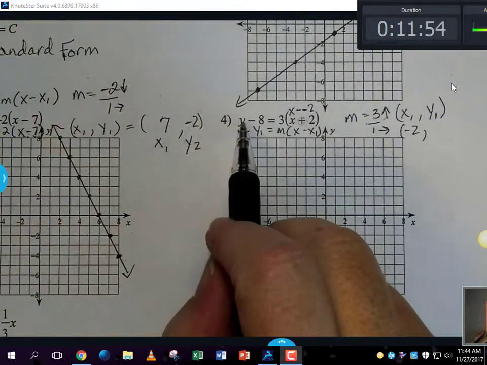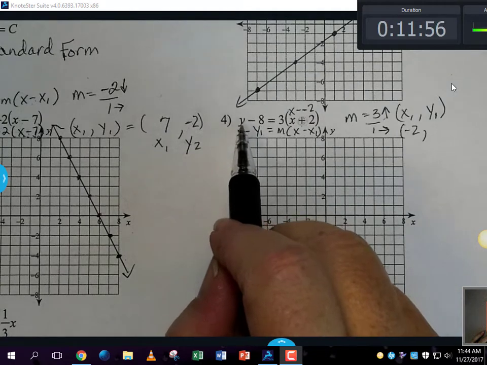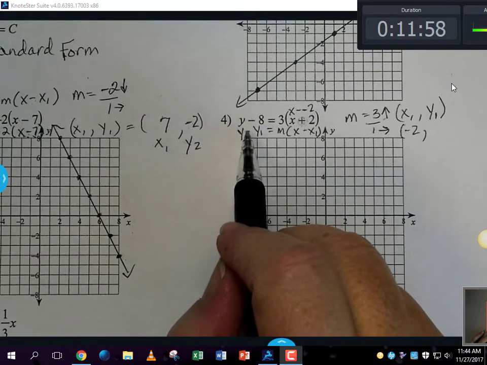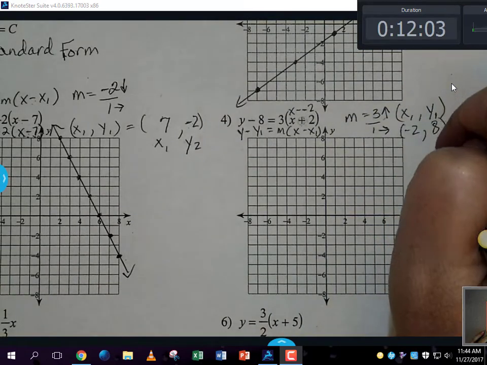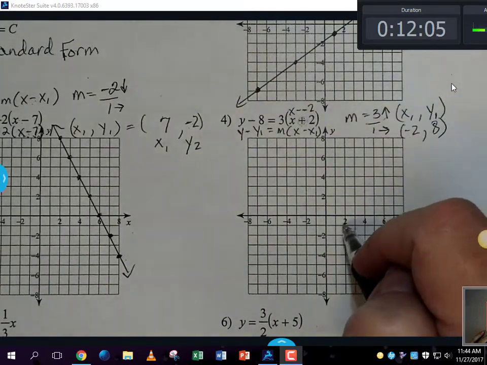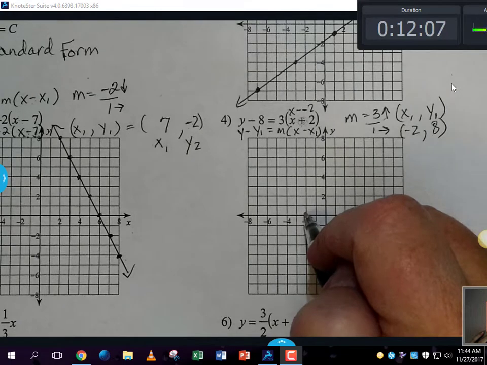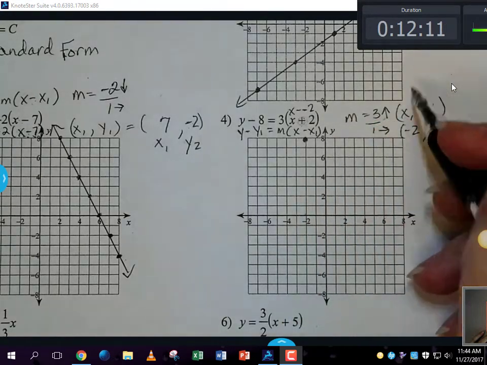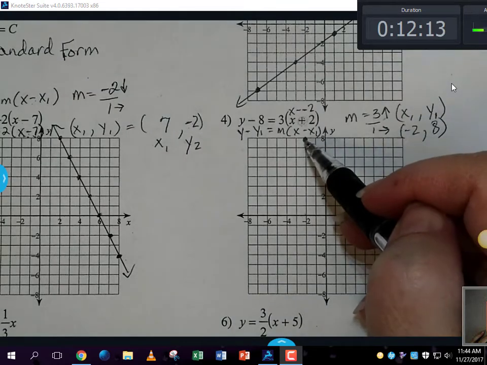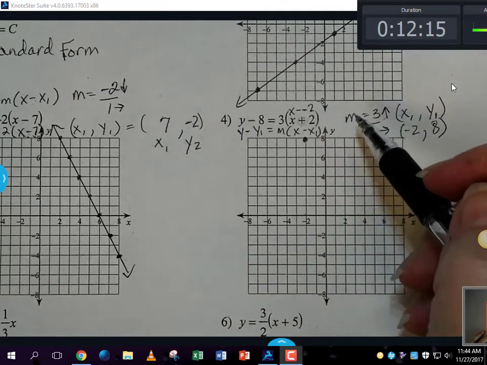And y sub 1, I've got my y's that I ignore. I've got my negative signs that I ignore. That makes y sub 1 a positive 8. So I start at negative 2, positive 8. And then this tells me go up by 3 and right by 1. Up 1, 2, 3, right 1, don't have space.